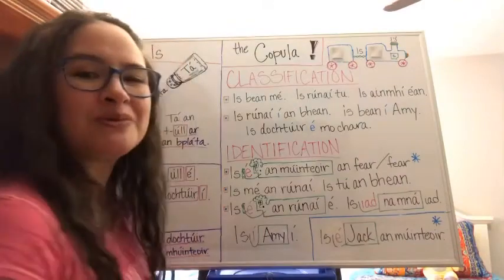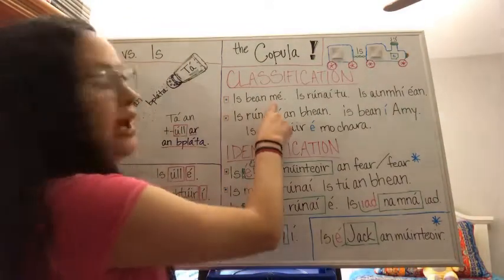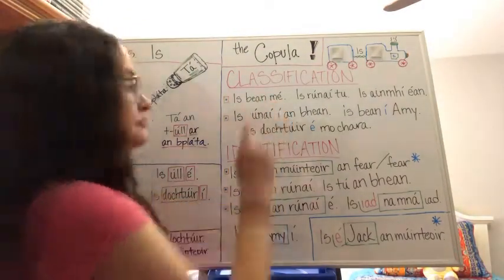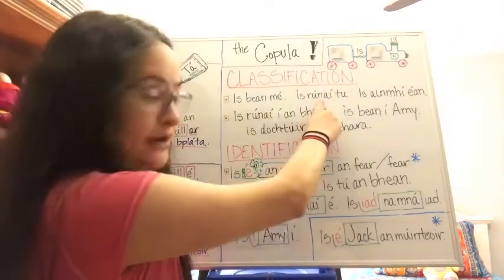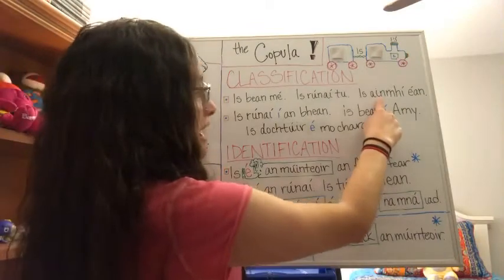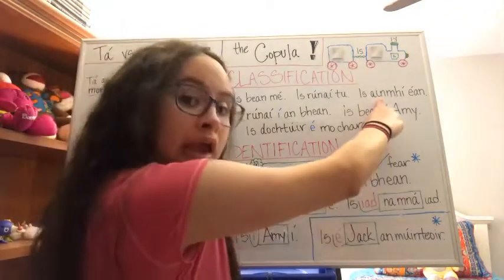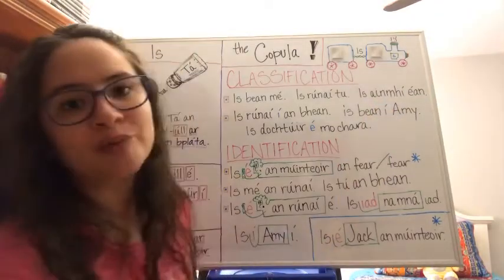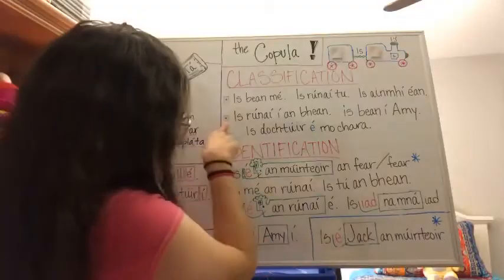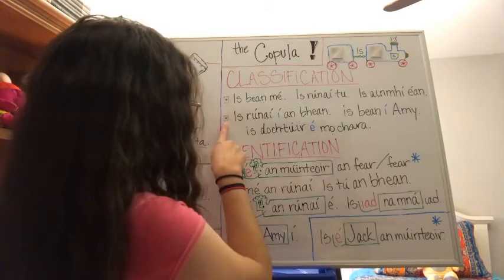Here are some examples. Ich bin me. I am a woman. Ich ruine tu. You are a secretary. Ich envy an. A bird is an animal. I know, I did that on purpose. An animal.